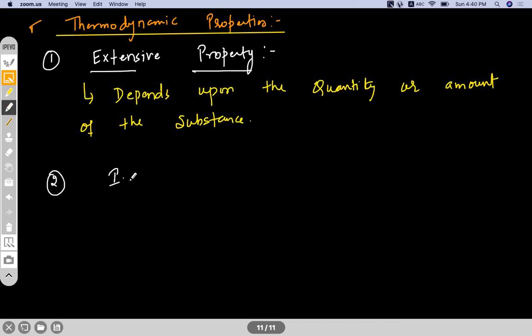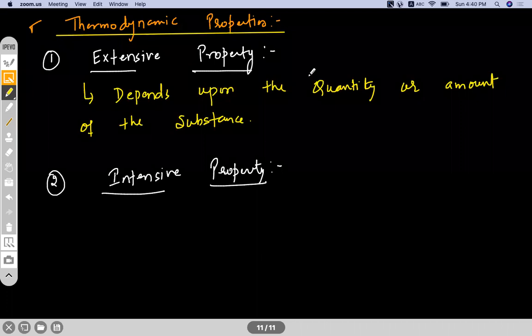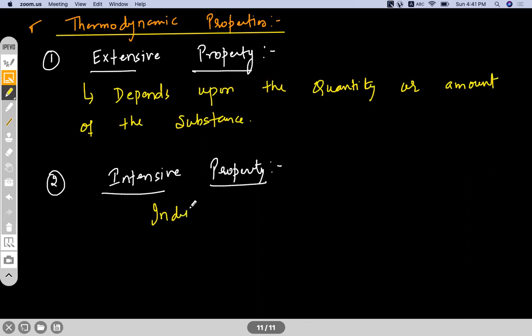The second one is intensive property. Important also, they ask these properties in the exam very often. Okay, important. Intensive property, you have to memorize all this. So intensive property is exactly the opposite of it. It is independent of the quantity or the amount of substance.